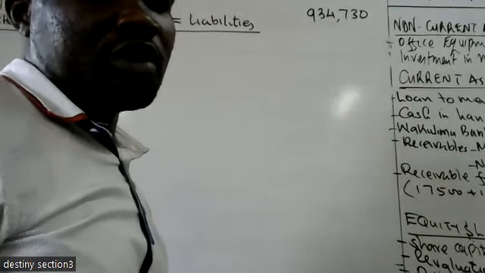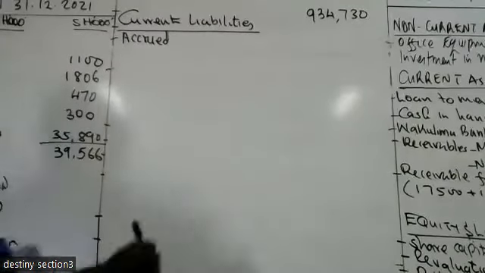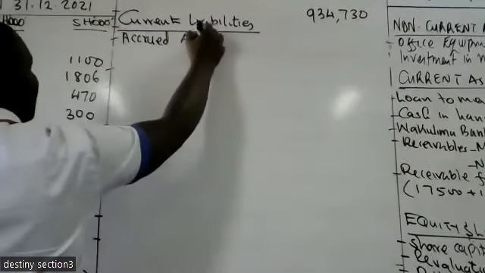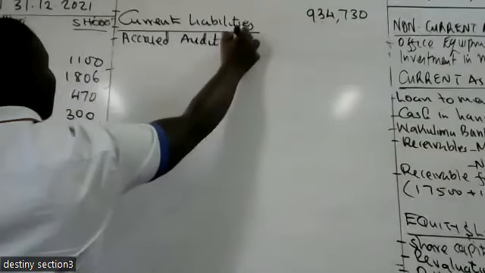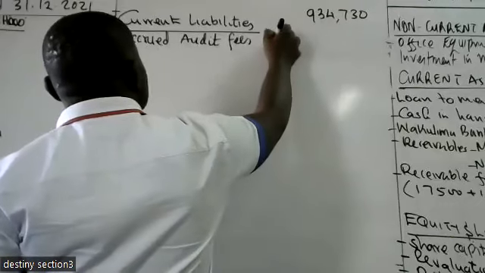Very good. So accrued audit fees. Accrued audit fees is how much? 6.